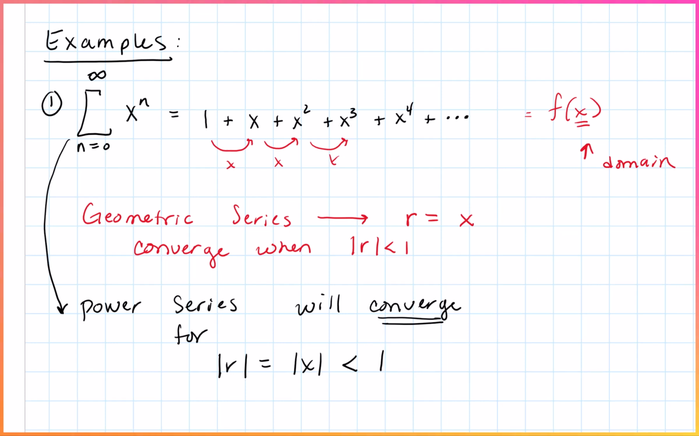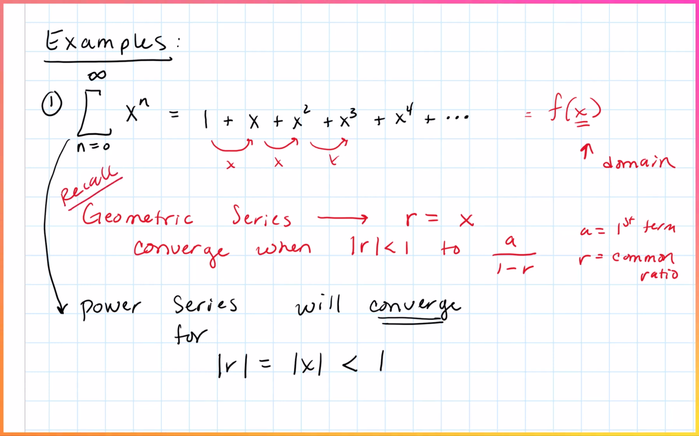Not only that, we also know what it converges to. Remember, just a quick review on geometric series. Geometric series will converge when the absolute value of r is less than 1 to a over 1 minus r, where a is the first term and r is the common ratio. So a little recall right there on geometric series.